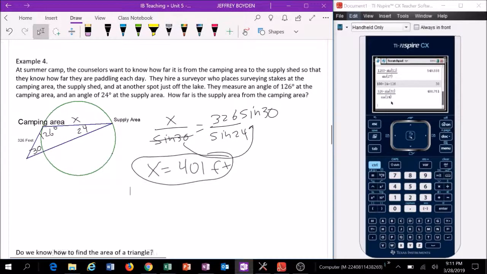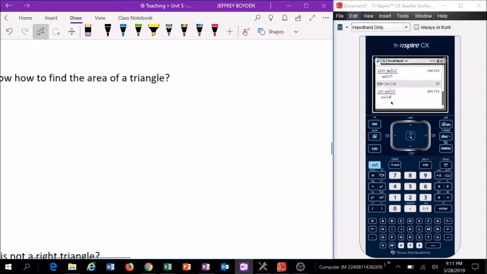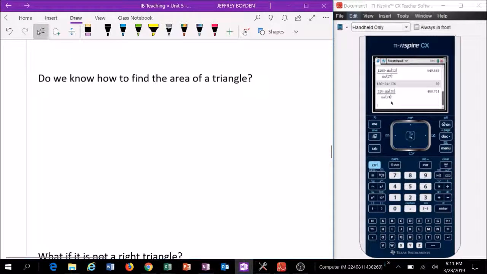All right, let's switch gears just a little bit, and we're going to talk about area of a triangle. So here's a question. Do you know how to find the area of a triangle? What I'd expect you to remember from geometry class is that it's either base times height divided by 2, or for today's lesson, I'm going to write it as 1/2 base times height.